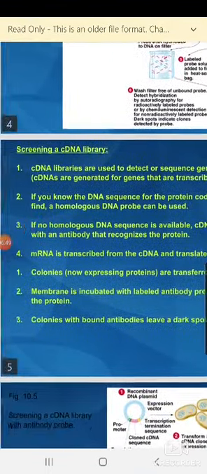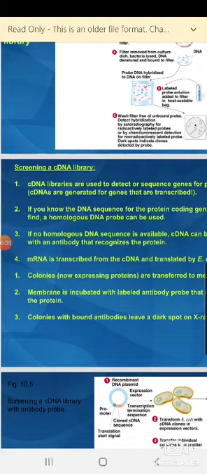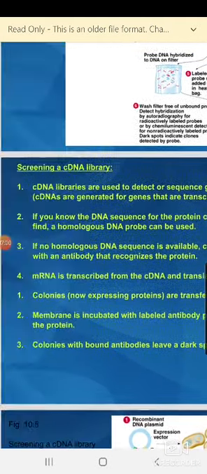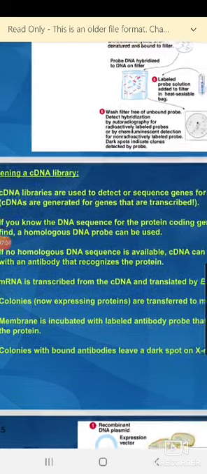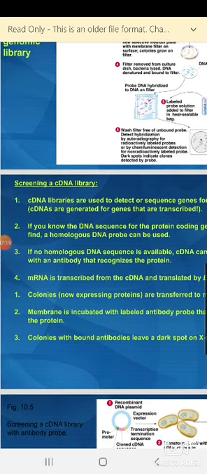Now, in case we have a cDNA library, when screening a cDNA library there are certain things you need to remember. cDNA libraries are used to detect or sequence genes for proteins. That means cDNA is generated for genes that are transcribed. cDNA is complementary DNA; you know that it is generated from mRNA. That means it is functional. In most cases we can transcribe and then translate, and you have the protein ready.